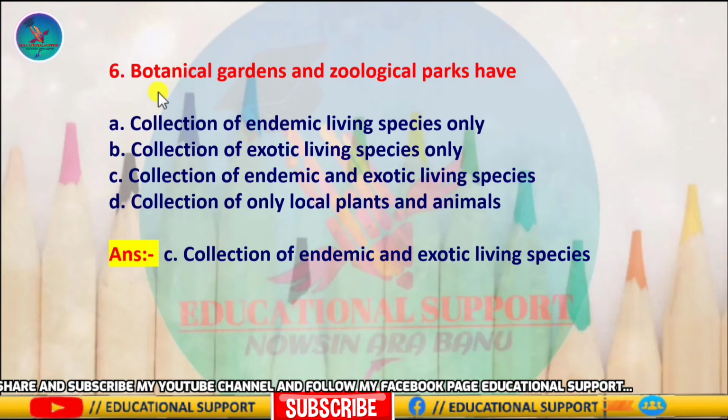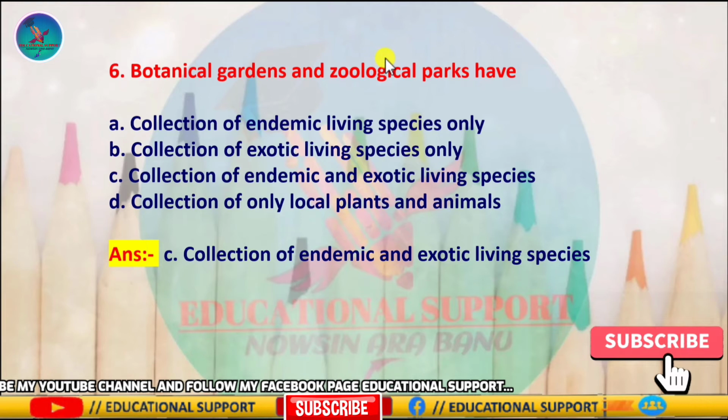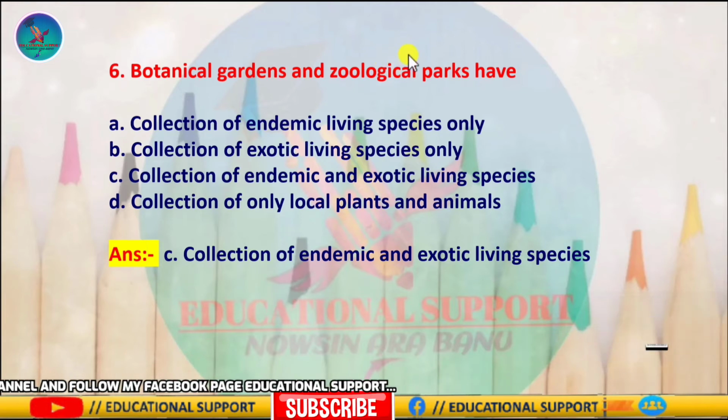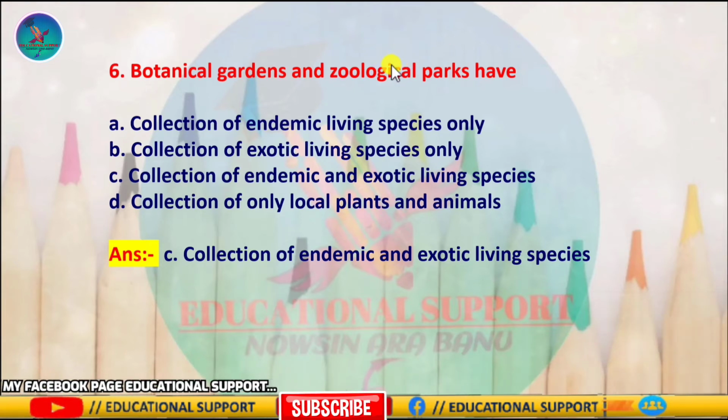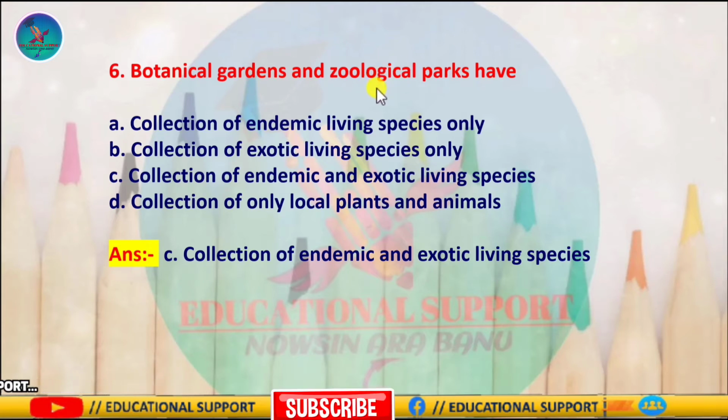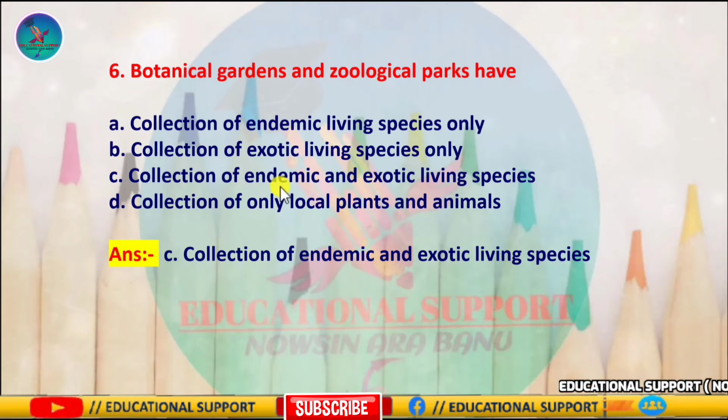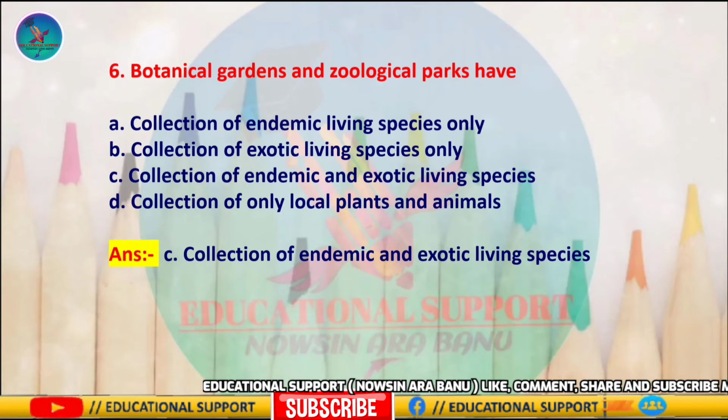Because botanical gardens and zoological parks are used to restore depleted populations, reintroduce species that are extinct in the wild, and restore degraded habitats of both exotic and endemic living species. The rest of the options are incorrect.